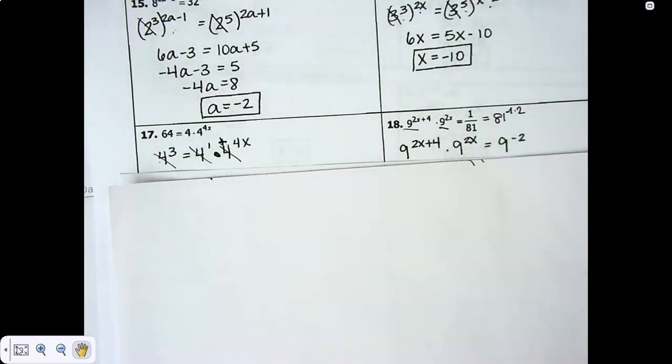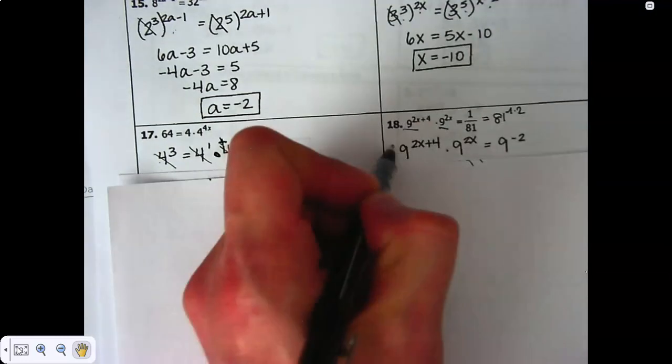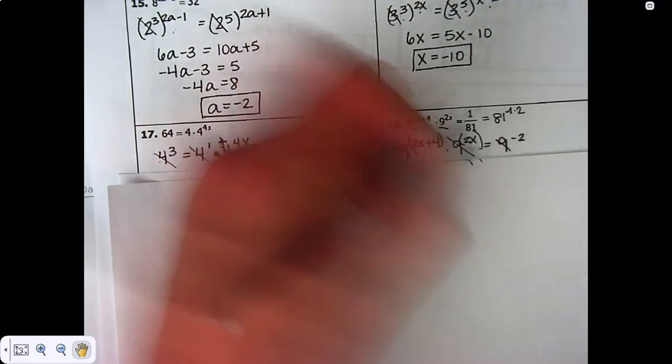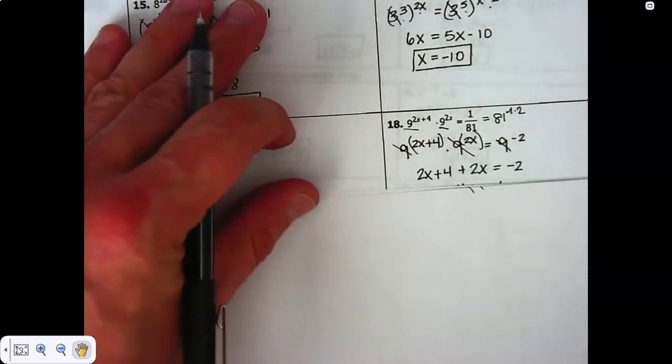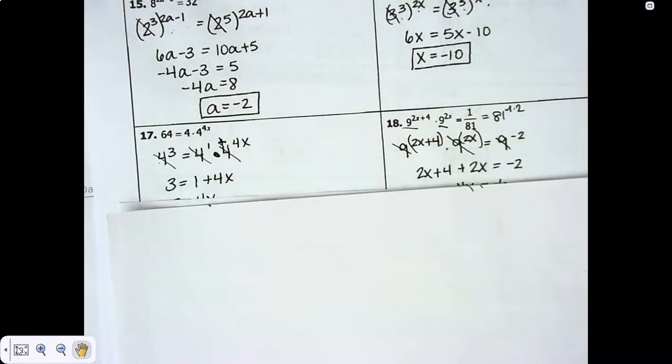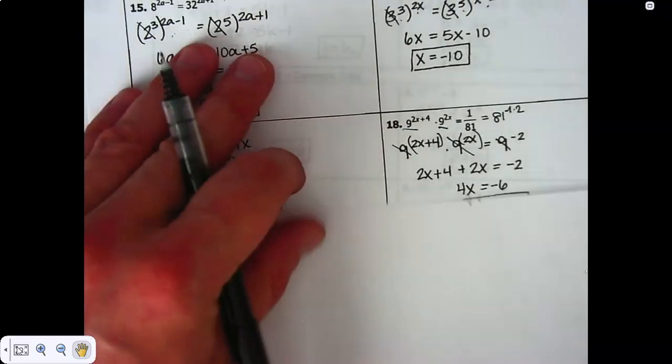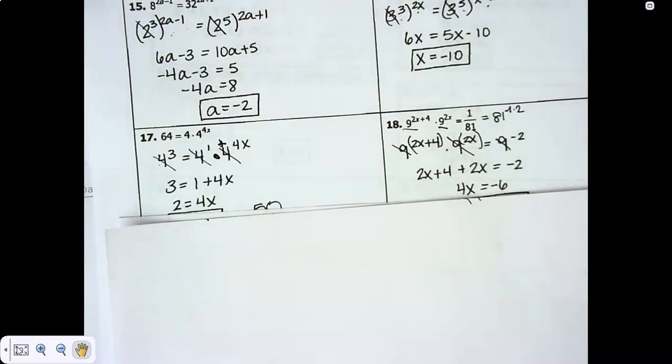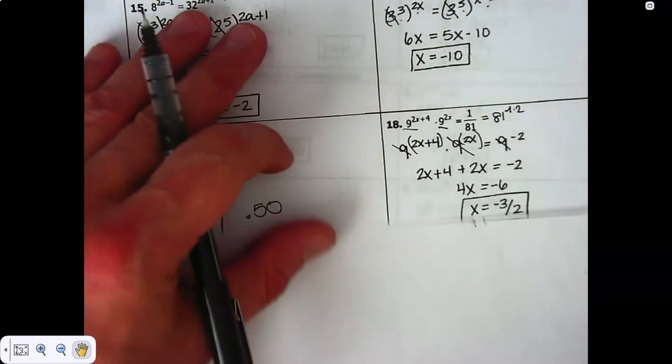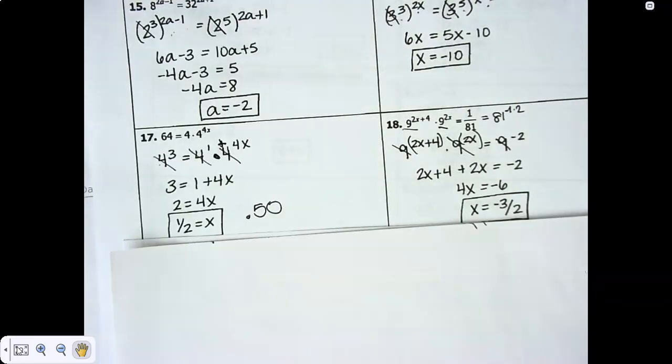Now we have our bases, all 9. We can drop them. I'm going to add this to this. So 2x plus 4 plus 2x equals negative 2. Combine like terms, you get 4x plus 4 equals negative 2. Subtract 4, you get 4x equals negative 6. Go ahead and isolate your variable. You get negative 3/2. In the Google form, this would be negative 1.50.